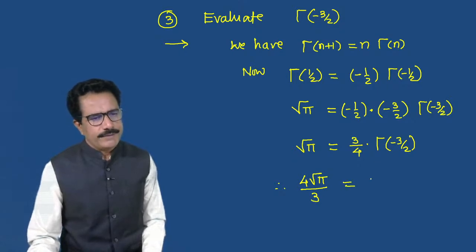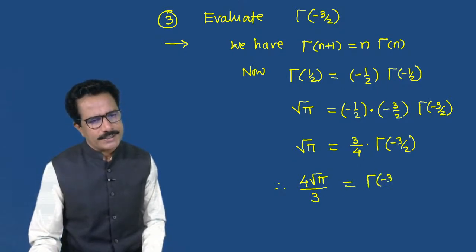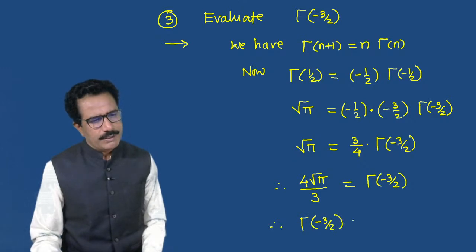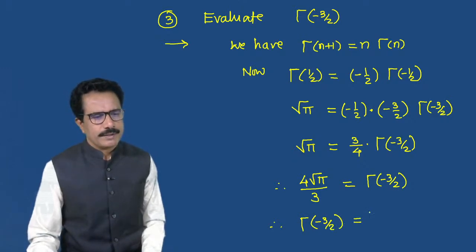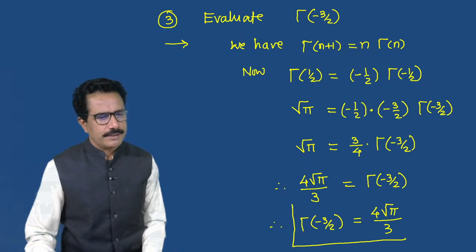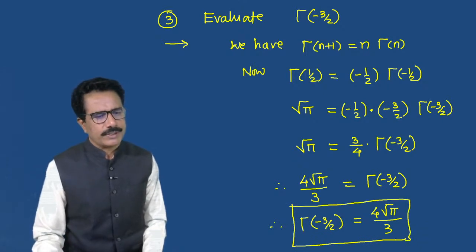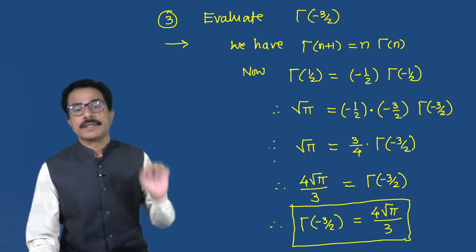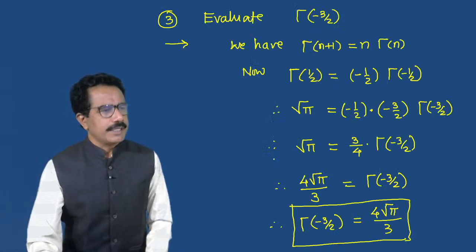Is it okay? Which is equal to gamma of minus 3/2. So we can write gamma of minus 3/2 equals 4 root pi divided by 3. In this way, is it okay? In this way we can obtain the value of gamma for the negative terms. Okay. Next we shall move towards the next.